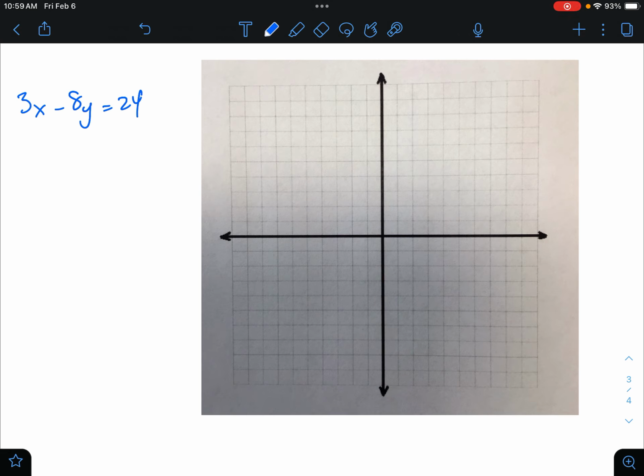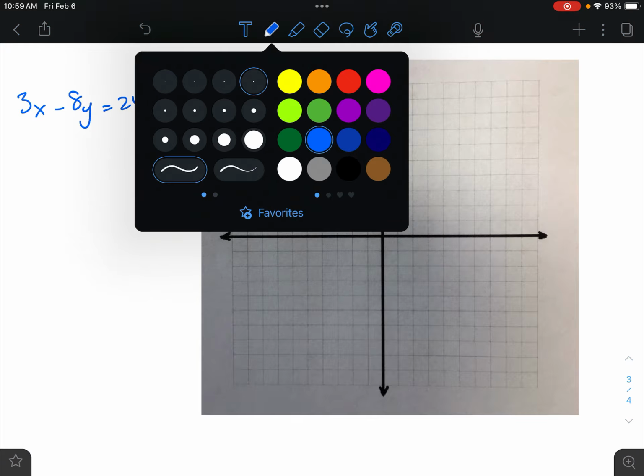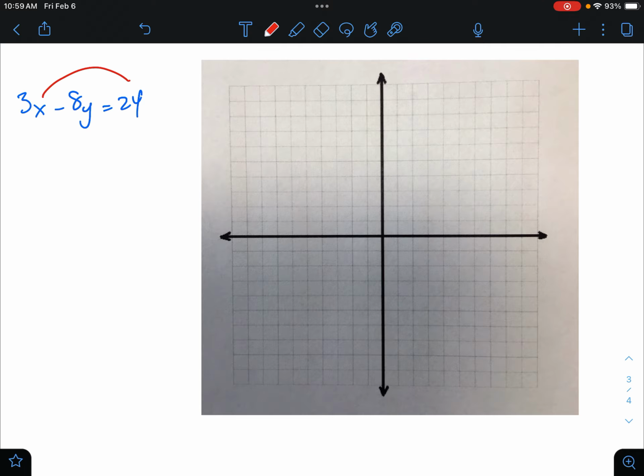So what I'm going to do is rearrange this thing. I'm going to take the 3x, and I'm going to move it to this side of the equation. And when you do that, you have to change its sign. So right now it's plus 3x. It's going to become minus 3x on the other side. Essentially what I'm doing is I'm subtracting 3x from both sides. So this becomes minus 8y equals minus 3x plus 24.